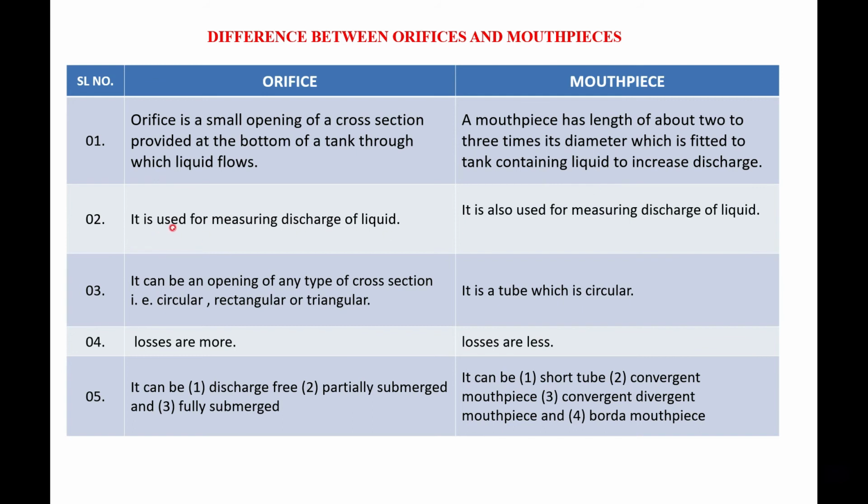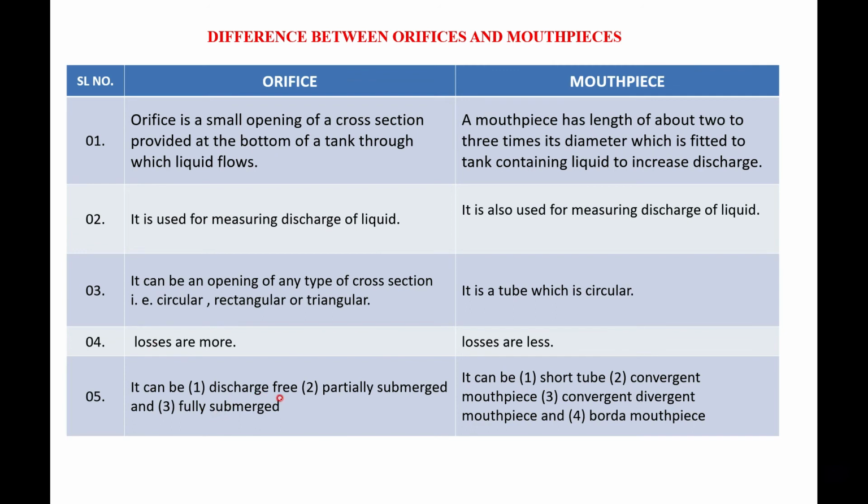The second difference is that an orifice is used for measuring the discharge of liquid, and a mouthpiece is also used for measuring the discharge of liquid. An orifice can be an opening of any type of cross section: circular, rectangular, triangular, or square. But a mouthpiece is a tube which is circular or cylindrical. Losses are more in orifices, meaning the energy loss is more here; losses are less compared to the orifices.